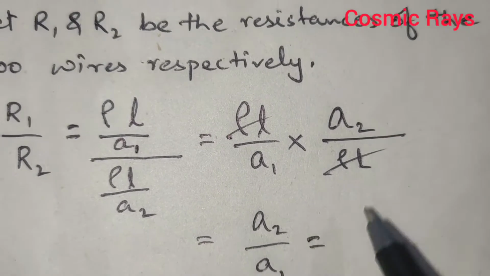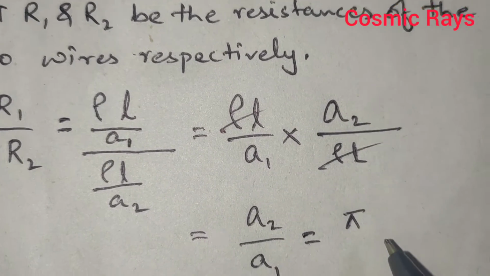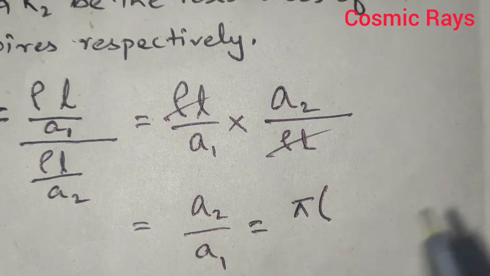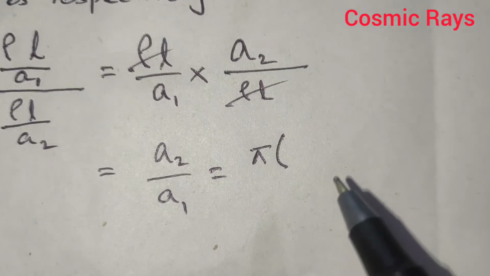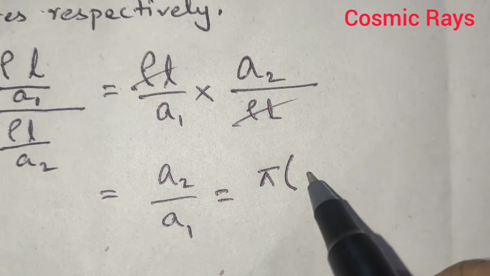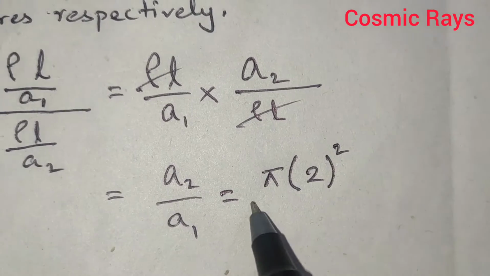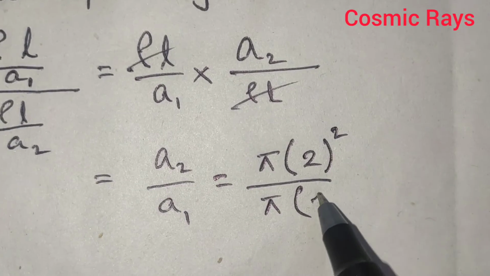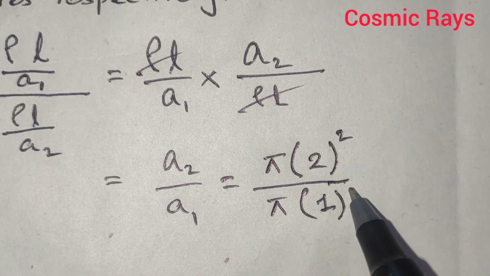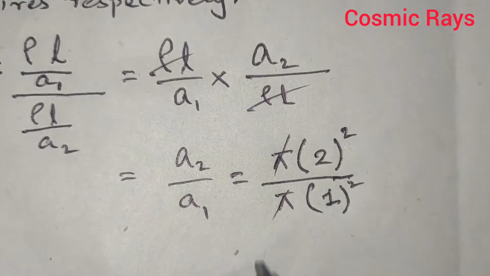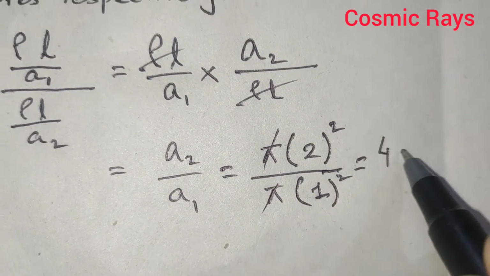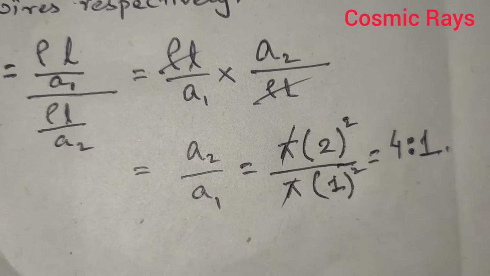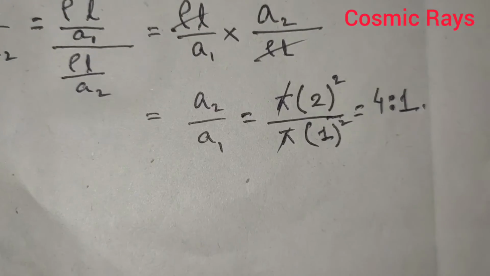Now area is pi r square. So radius, this is for the second one. For the second wire, the radii is 2 mm. So pi r square divided by pi and r square. The radii for the first wire is 1. Now pi cancel out and we get the answer as 4:1.